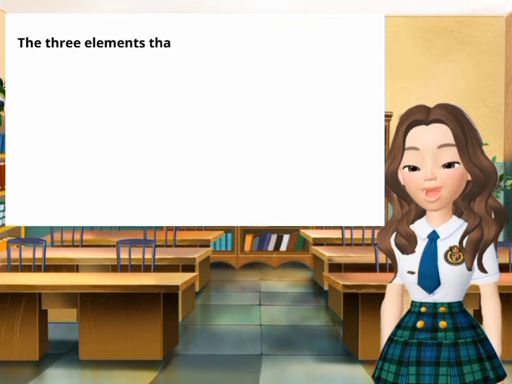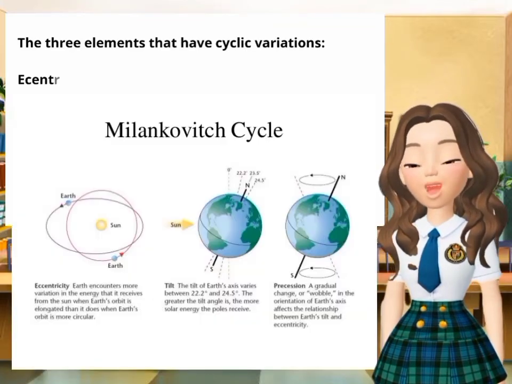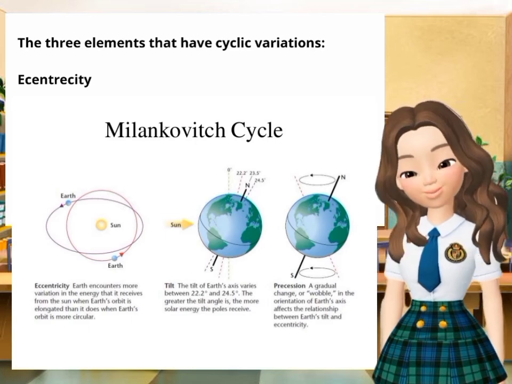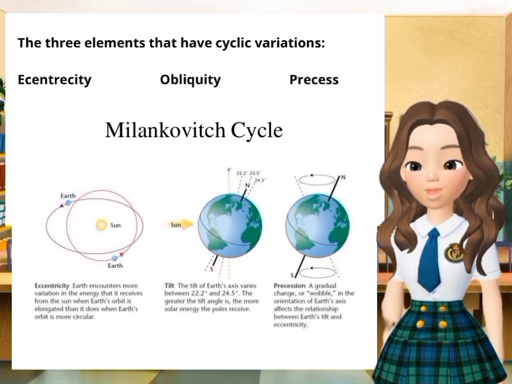The three elements that have cyclic variations are eccentricity, obliquity, and precession.